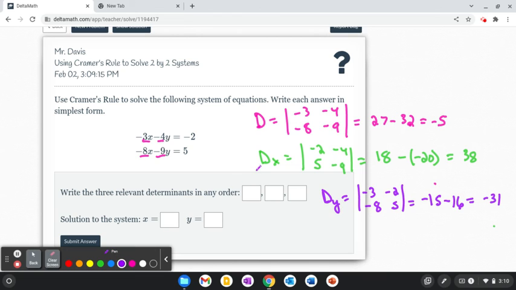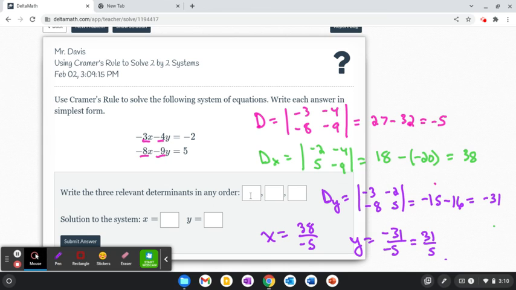So those are going to go in our 3 determinants. And then x is going to be d sub x, which is 38, over d, which is -5. And then y is going to be -31 over -5. Since that has 2 negatives, we'll want to just write it as a positive. And 5 doesn't go into either of these, so they can't be simplified in any way. So let's go ahead and type these in.